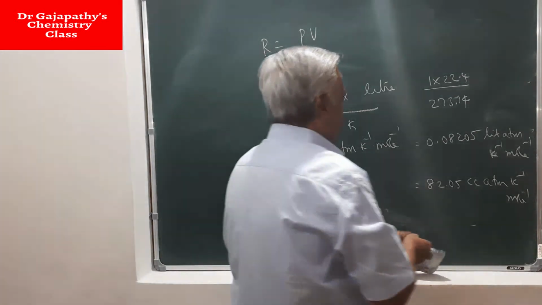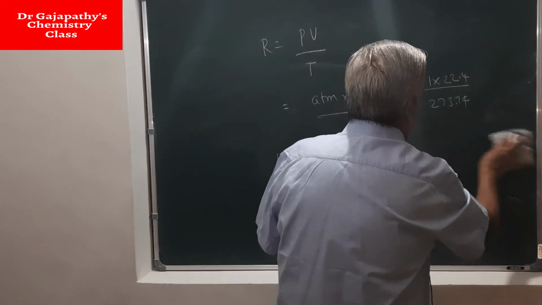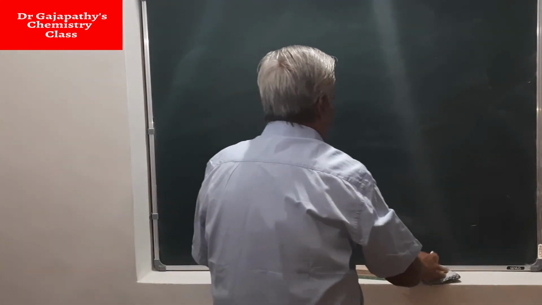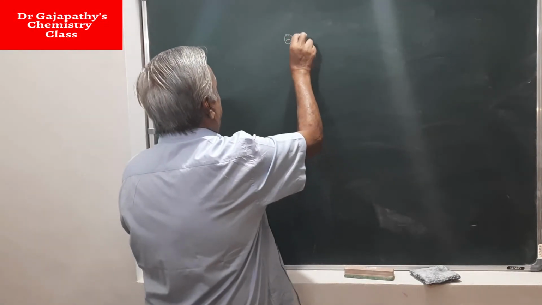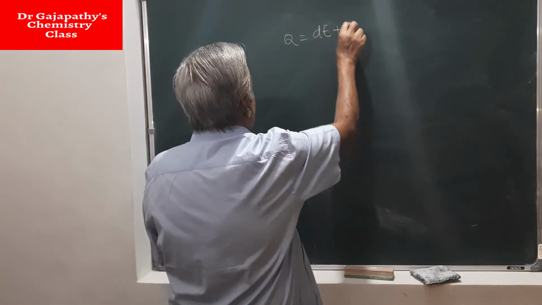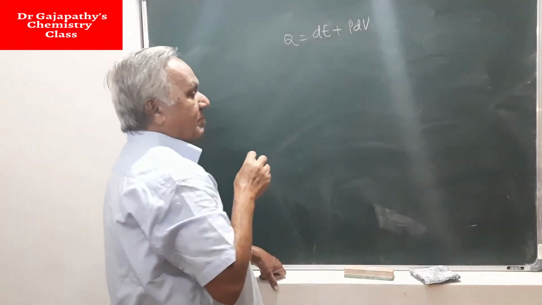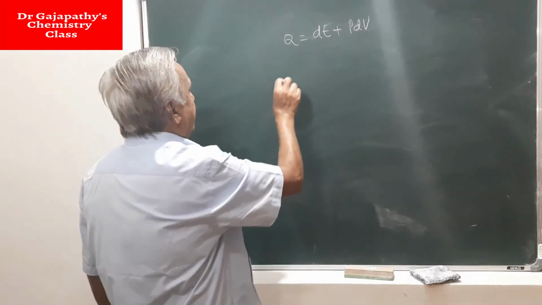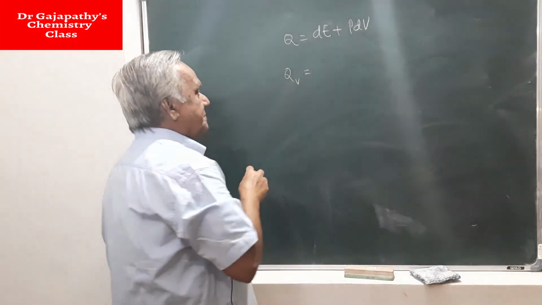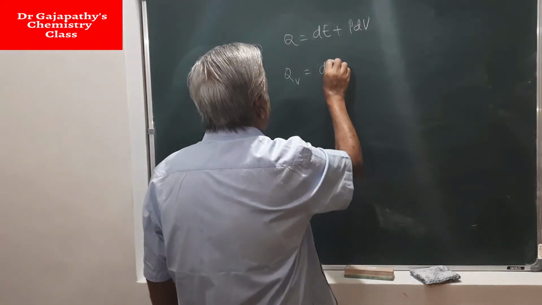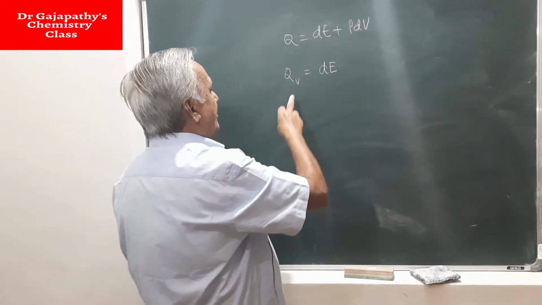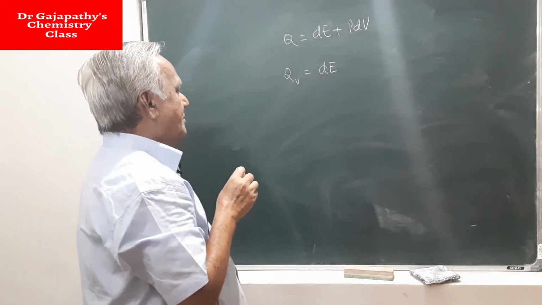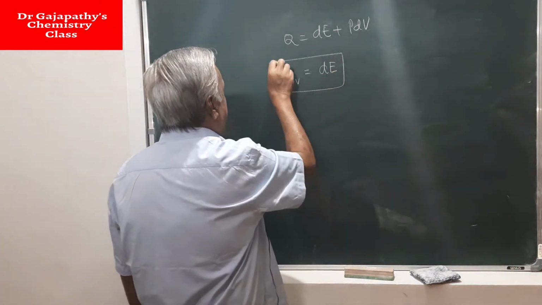Okay, I was telling you about the first law of thermodynamics, which is Q equal to dE plus PdV. If the process is a constant volume process, let me denote it as QV. That is equal to just dE. Since the volume is constant, dV equal to 0, so PdV is 0. So QV equal to dE.